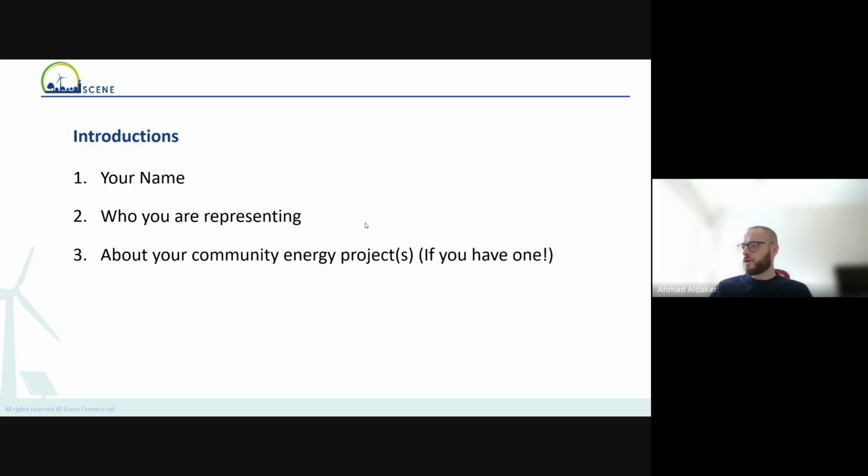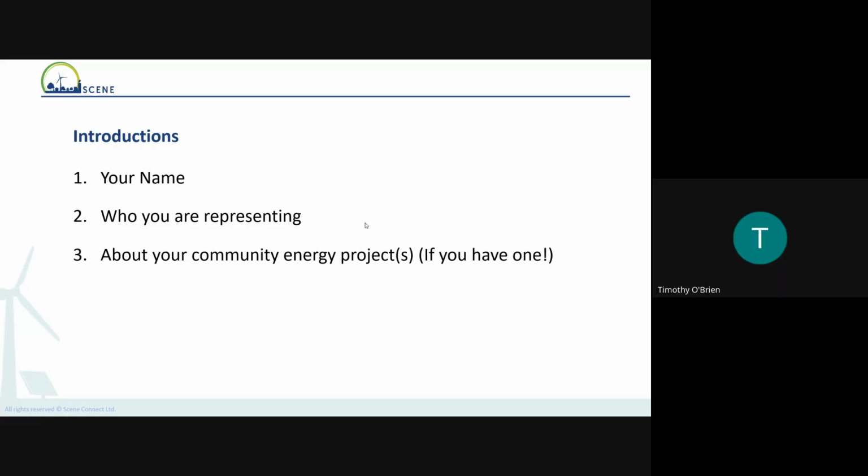Wonderful. Thank you. Next we have Timothy. Hello, I work for both the Methodist Church and the Anglican Church in Yorkshire, and it's my job to decarbonise church buildings, but also to link up with local community energy organisations and schemes and integrate church buildings with them.